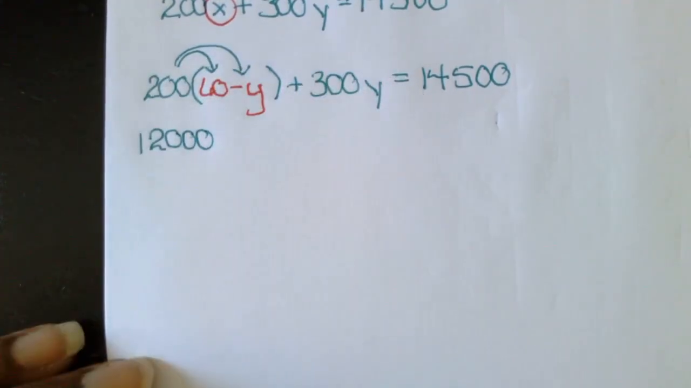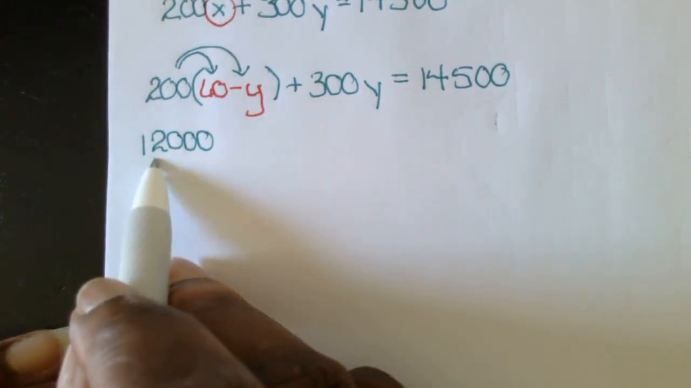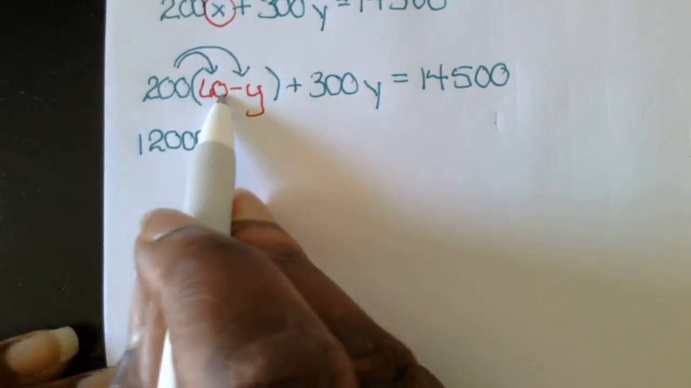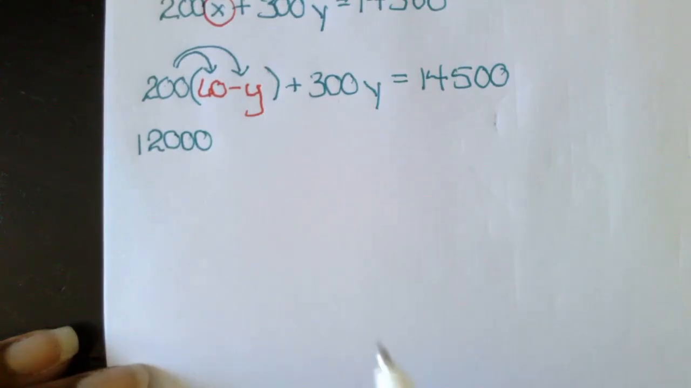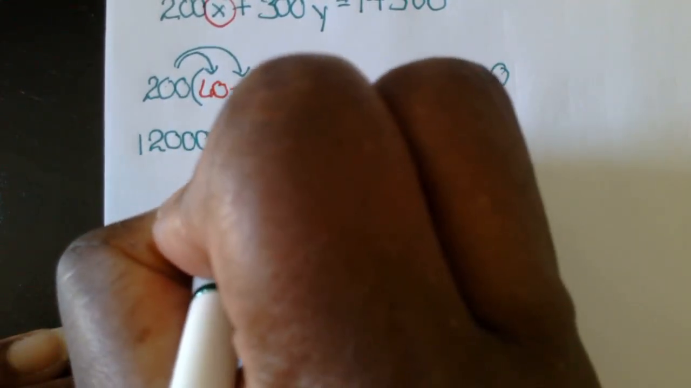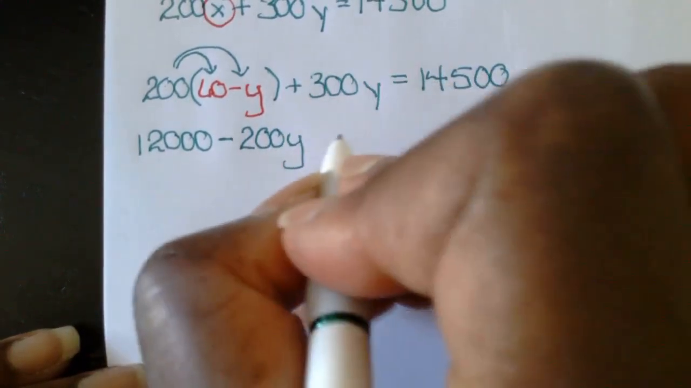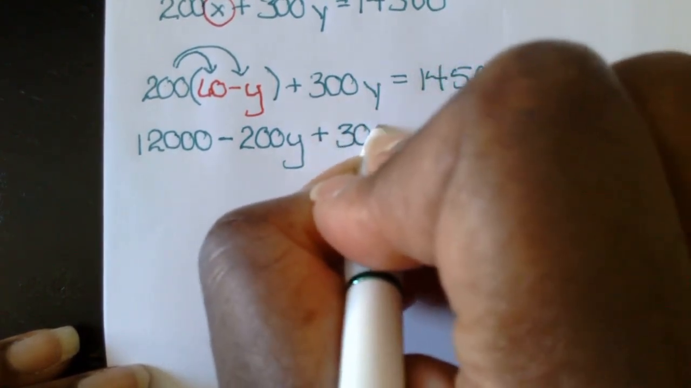Okay, gives us our 12,000. Okay, 2 times 6 is 12, and then you have 1, 2, 3 zeros, so we add 1, 2, 3 zeros. Minus 200 times y gives us 200y. Then we're going to bring down everything.